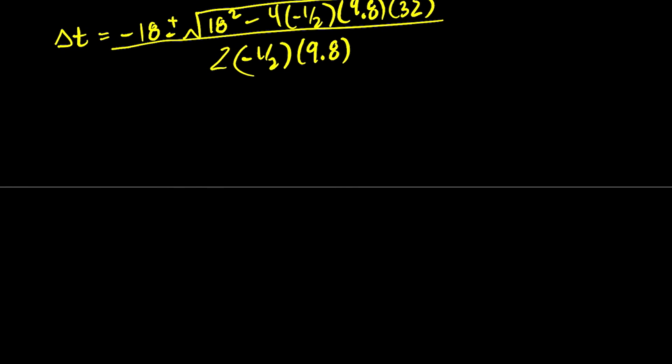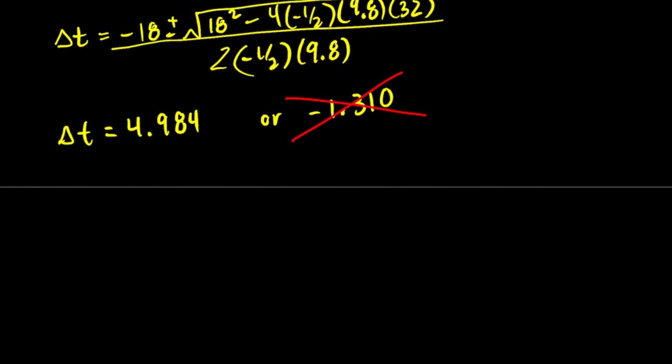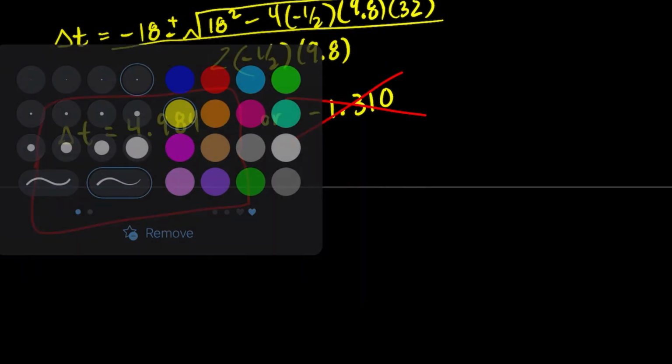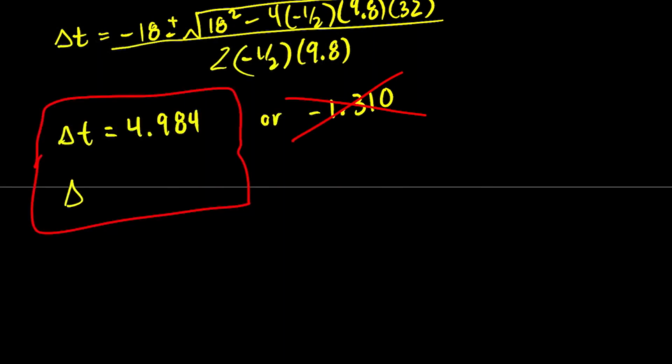So this looks really complicated, and then we are going to get two values. We get that either the change in time can be 4.984 or negative 1.310. So this means that we're going to take the positive answer because we couldn't have a negative time. And we're going to approximate it to be about 5 seconds to make our life easier. So for the ball to hit the ground from the point that it was released, it's going to take about 5 seconds.